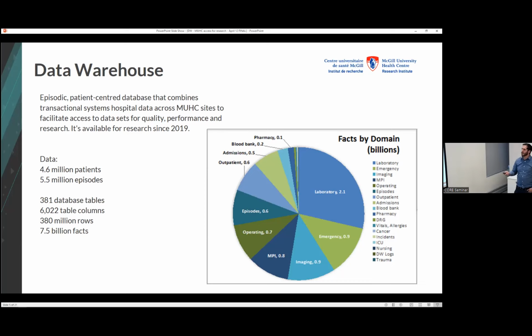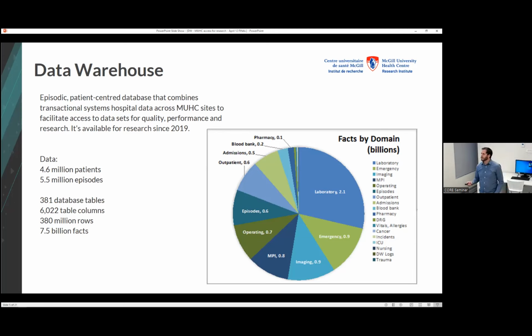It has been available for research purposes since 2019. Before, it was accessed only for quality and performance. This is maybe not up to date, it's 2019 data, from three years ago, but just to give you an impression of what is inside. The majority of the data is lab, emergency, and imaging, which take half of all the data, and the rest is split between all the sources. In total, there are 4.6 million patients, 5.5 million episodes, and a lot of databases, tables, columns, rows, and billions of actual variables and facts.